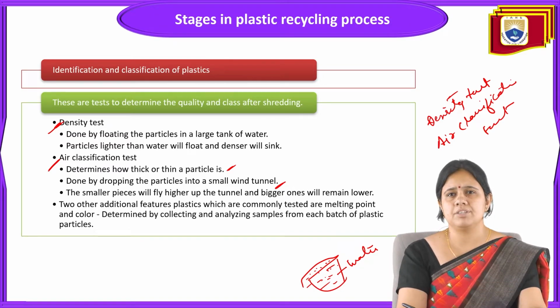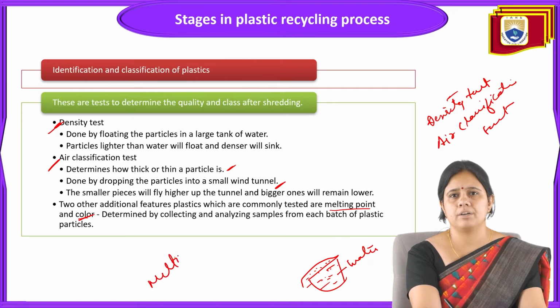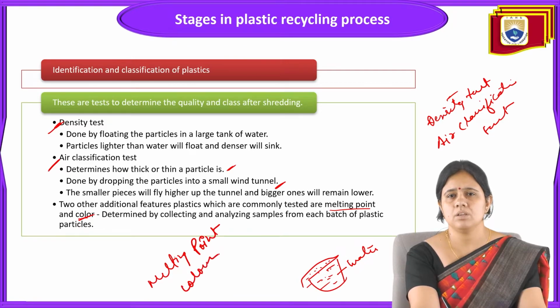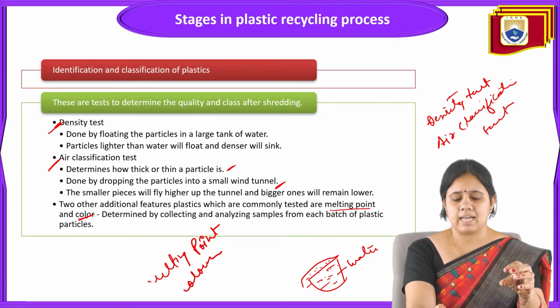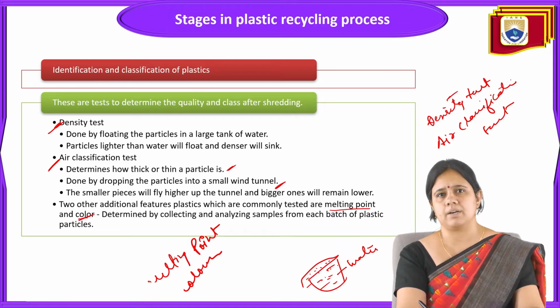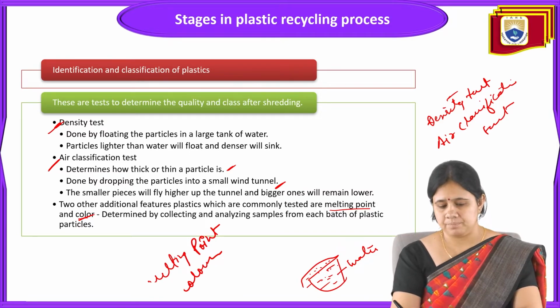Two other additional features of plastic which are commonly tested are the melting point and the color. Melting point and color are also important points to test the quality of plastic. They are determined by collecting and analyzing samples from each batch of plastic particles. So these are all the tests that have to be done to know the quality and class of plastic after shredding.